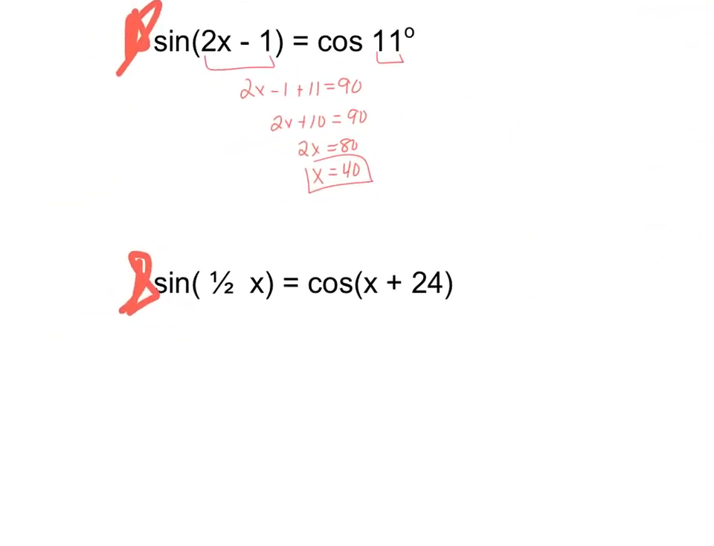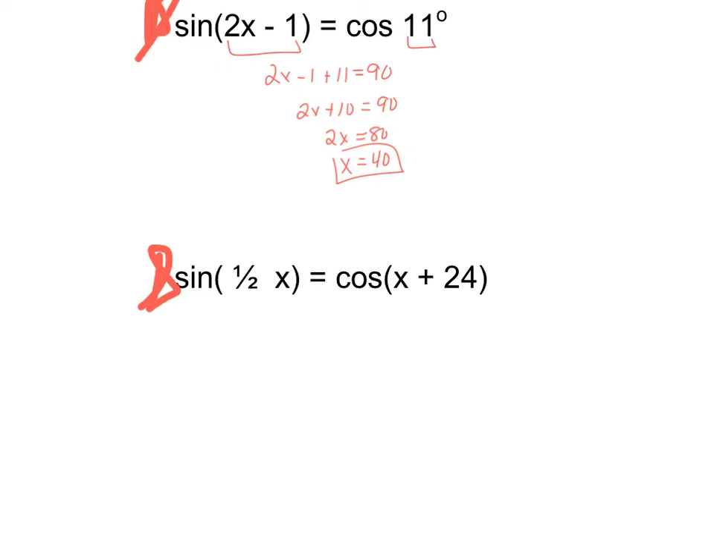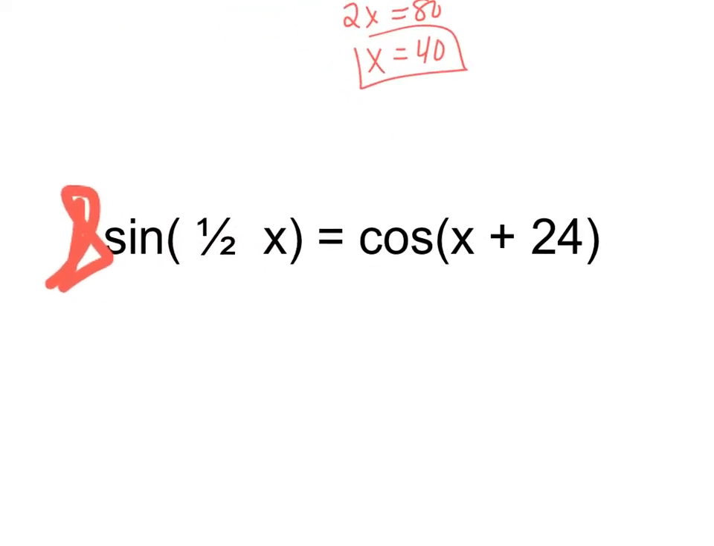Ooh, these are getting annoying. So I now have sine of 1/2 x equals cosine of x plus 24. One thing I would do, we know what 1/2 is equal to, so instead of writing it as 1/2, because we hate fractions, I'm just going to change this right here to 0.5.